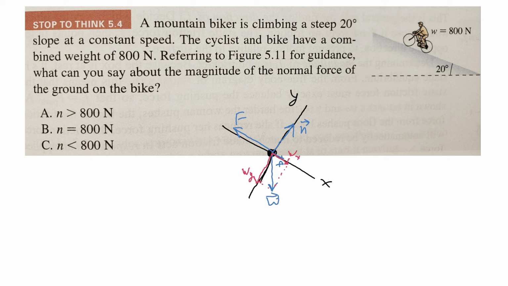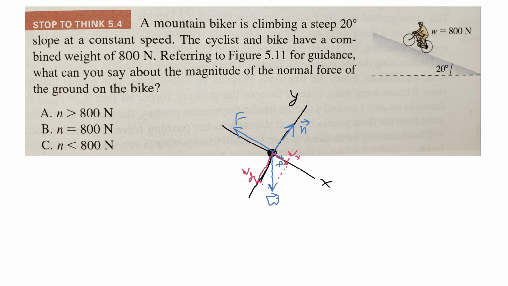Now, we have the weight in the y and the normal in the y, and they would have to add to what? Zero. Yes, because we're not floating away and we're not going into the ground. Those are the only forces acting in the y direction. They must equal zero when they add.